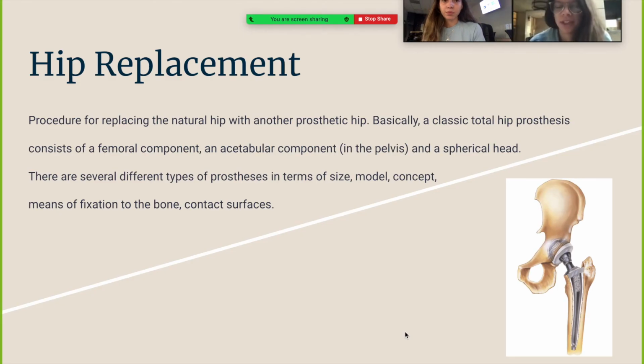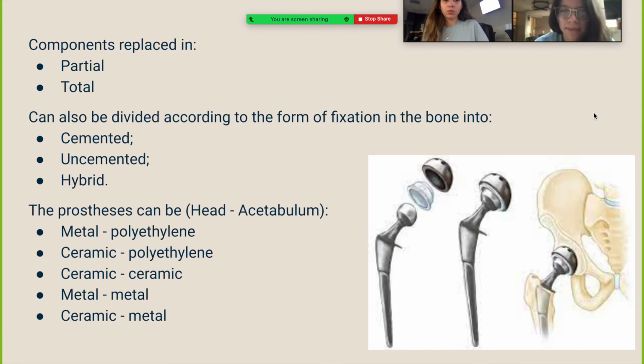Hi, my name is Julia, and I'll be presenting the parts of the hip replacement. So the procedure for replacing the natural hip basically consists of the femoral component, the acetabular component, which is in the pelvis, and the spherical head. There are several different types of prosthesis in terms of size, model, concept, means of fixation to the bone, and contact surfaces. Next slide.